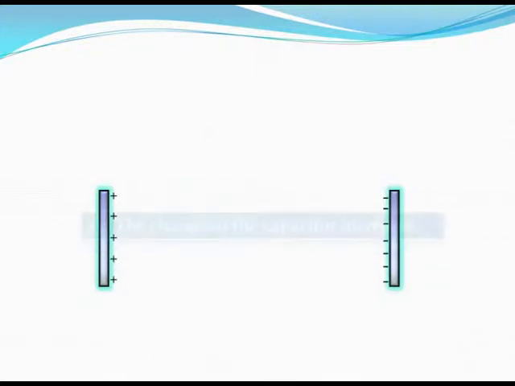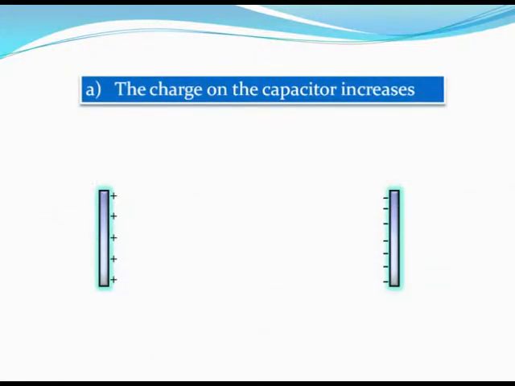When we do that, we are given three options which are related to the charge of the capacitor, the potential of the capacitor, and the capacitance of the capacitor. So let's take a look at each option. The first option A says that the charge on the capacitor increases when the two capacitor plates are moved apart.